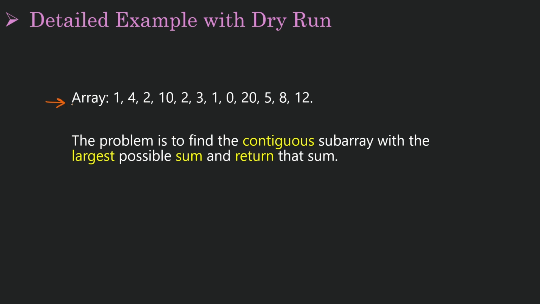1, 4, 2, 10, 2, 3, 1, 0, 20, 5, 8, 12. The problem is to find the contiguous subarray with the largest possible sum and return that sum. We'll walk through each step, tracking the current maximum and maximum so far.